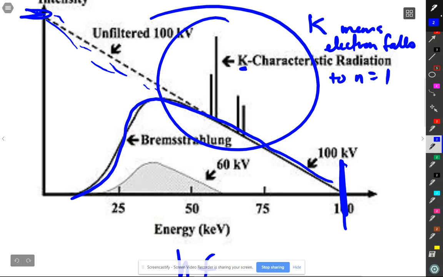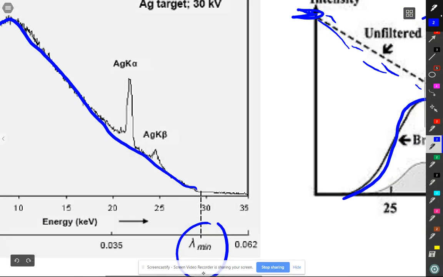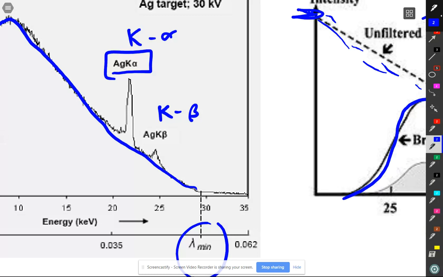Now, if it falls to n equals 1, it had to start from a higher value of n. So name a couple of values it could have started at. 2 or 3. So we actually name these characteristic radiation. Notice this one says K alpha. This one says K beta. What does the AG mean? Silver. Argentium, silver, yes. So K alpha and K beta have different energies.